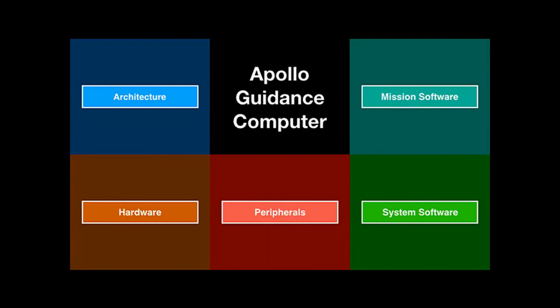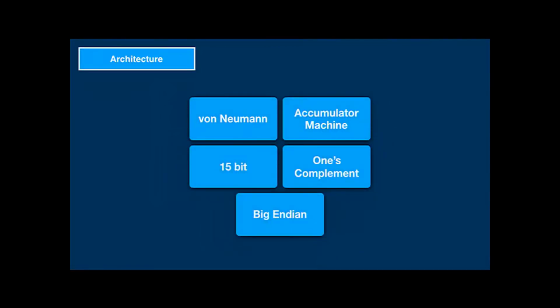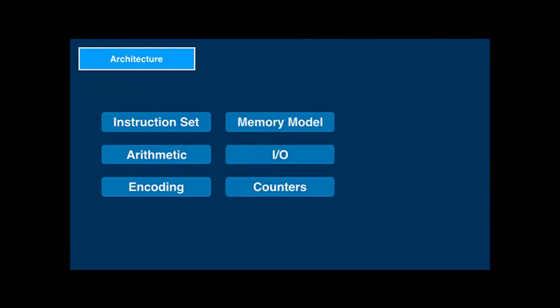In order to understand how the Apollo guidance computer does all this, we'll look at its architecture, the hardware implementation, some of its interesting peripherals, the system software as well as the mission software. The architecture of the AGC can be described as a von Neumann accumulator machine with 15-bit ones complement big Endian arithmetic. So we'll talk about the instruction set, the arithmetic model, and instruction encoding, as well as the memory model, I/O operations and counters, and finally the interrupt model.